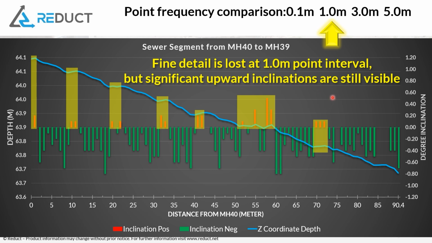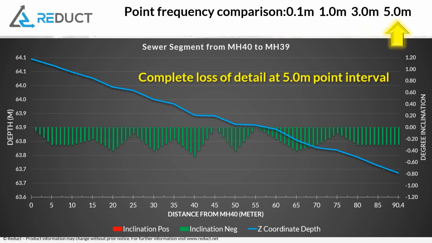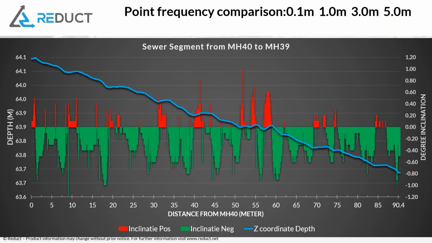So if we go to a 3 meter point interval, all of a sudden we see that most of the upward inclinations are lost. There's a severe loss of detail. Only two very small ones left, and it could even be waved away as saying there's no problem. And at a 5 meter interval, complete loss of detail.